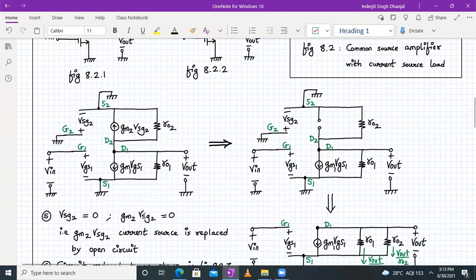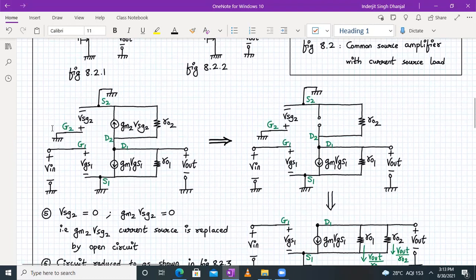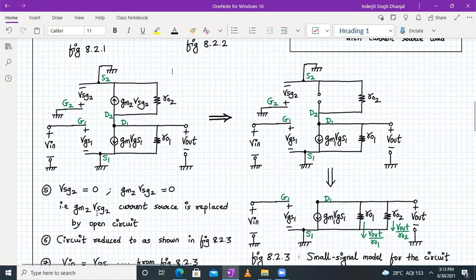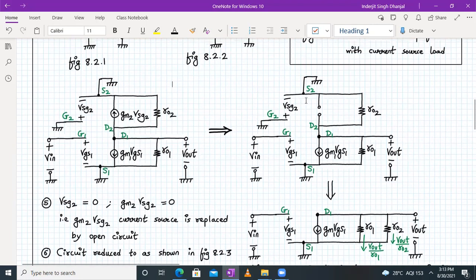And what can we suspect over here? Here the gate terminal and the source terminal both are connected to ground. That means VSG2 is 0. So that means GM2 into VSG2 is 0, right? So your GM2 into VSG2 current source is replaced by an open circuit, as shown over here. Correct? So now see carefully, drain 1 and drain 2 terminals are the same. One terminal is connected to RO2 and the other terminal of RO2 is connected to ground. It is the same as saying that RO1 and RO2 are connected in parallel.